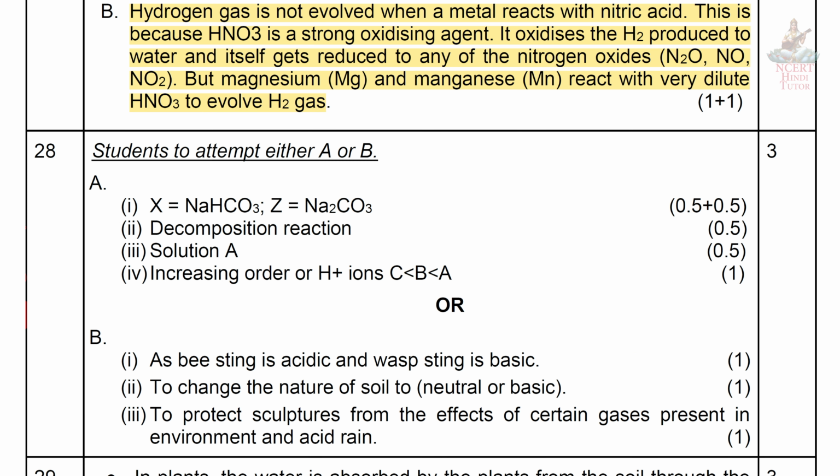Answer. First, X is NaHCO3, Z is Na2CO3. This carries 1 mark. Second, it is a decomposition reaction. Third, it is solution A. In increasing order of H positive ions, it is A is greater than B, then B is greater than C.